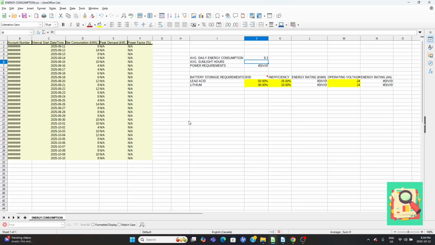How to calculate the size and power requirements of a solar system infrastructure, including the battery storage system. Start with obtaining the annual or monthly energy consumption data. It will look something like this.